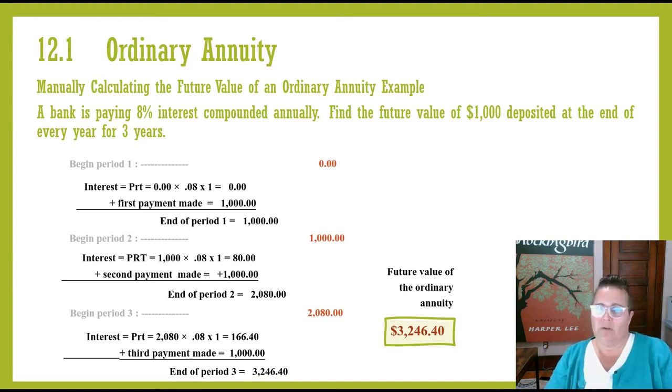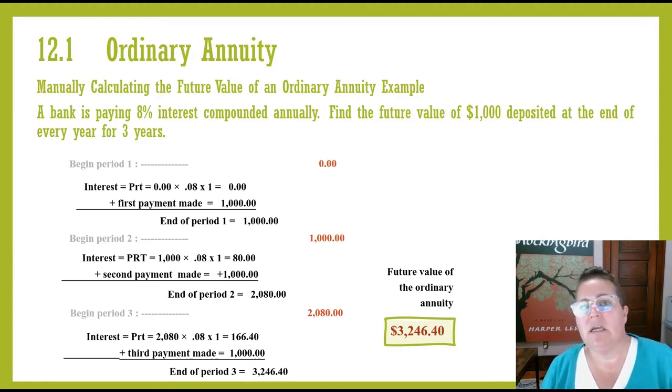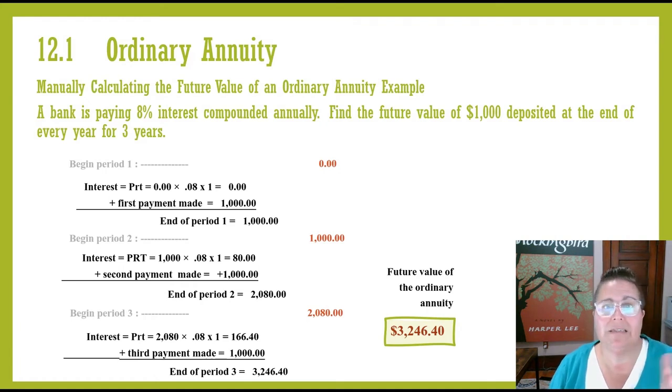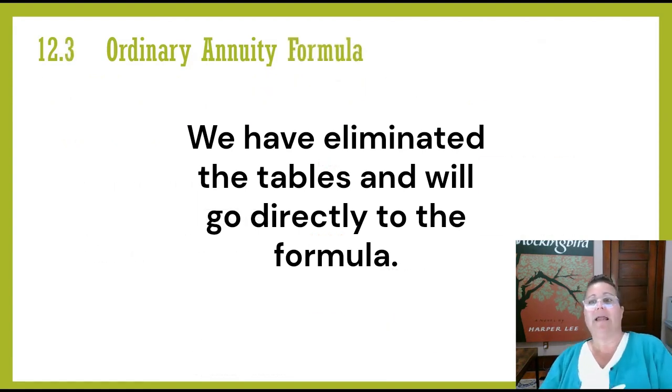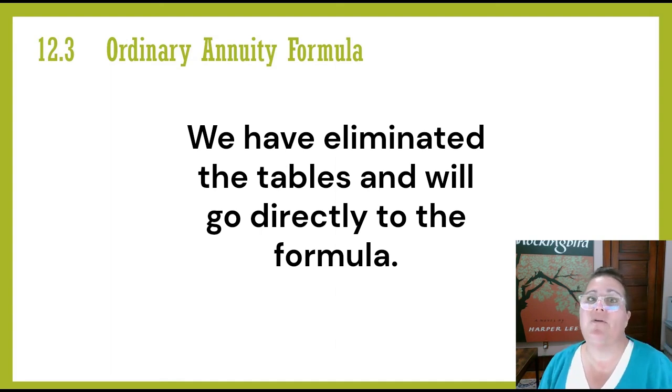So other than this manual calculation, where we keep having to calculate the interest and put it back and calculate the interest and put it back, there's got to be a faster way. Well, there are two faster ways. The first faster way is a table, much like we did for Chapter 11. That's coming back. And then the second way is a formula. All right. Now, that was the first way, the table. The second thing we want you to be able to do is the ordinary annuity formula.